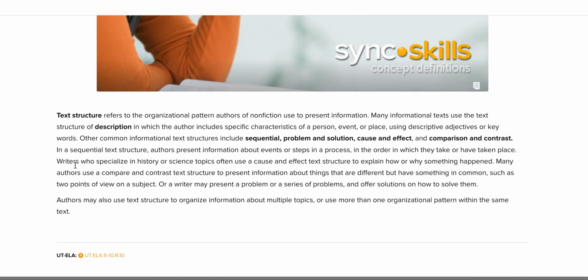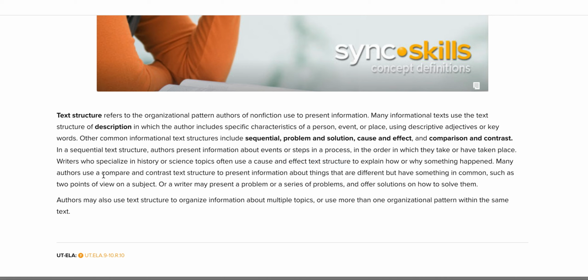All right, next. Writers who specialize in history or science topics often use a cause and effect text structure to explain how or why something happened. So I think that should be pretty straightforward. With a cause and effect text structure, the purpose of it is explaining here's what happened and here's what it led to. Here's what it resulted in. Here was the cause and here was the effect. That's a cause and effect text structure.